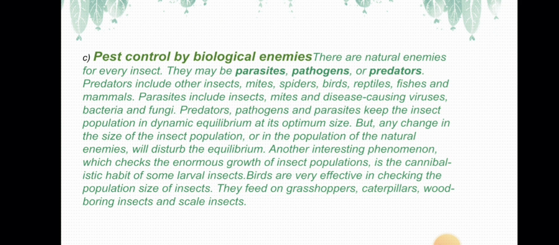And the last one is pest control by biological enemies. We are all familiar with biological enemies. They may be parasites, pathogens, or predators. Predators include other insects, mites, spiders, birds, reptiles, fishes, and mammals. The parasites also include insects, mites, and disease-causing viruses, bacteria, and fungi. Predators, pathogens, and parasites keep the insect population in dynamic equilibrium and at its optimum size. But any change in the size of the insect population or the population of natural enemies will disturb the equilibrium.